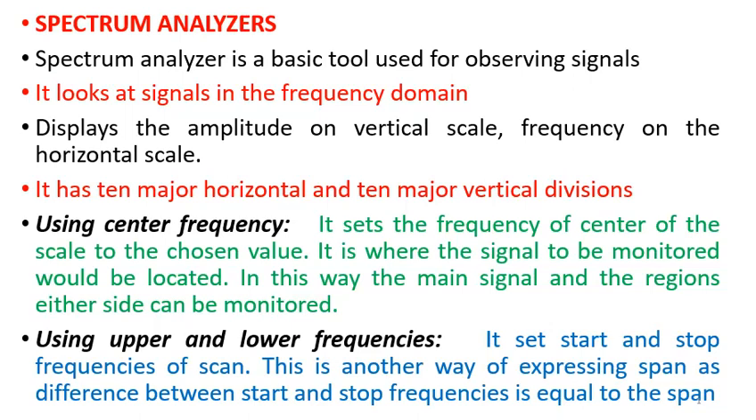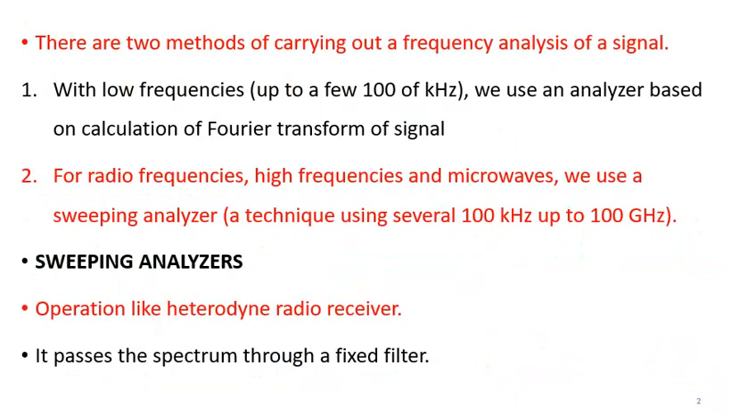The second method of using the spectrum analyzer is setting the lower and the upper frequencies. In this way, we take our system whose frequency response we want to analyze, we take the possible maximum value and set it, and we set the minimum. So whatever we visualize on our spectrum analyzer will be between these two extremes, that is, the upper and the lower frequencies.